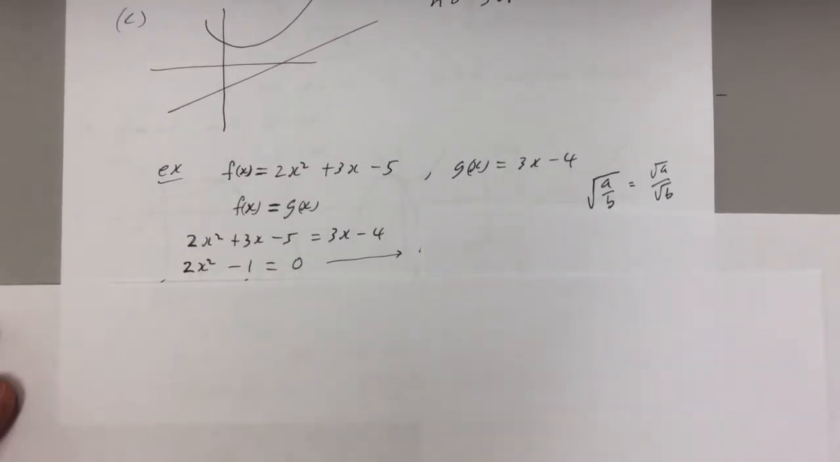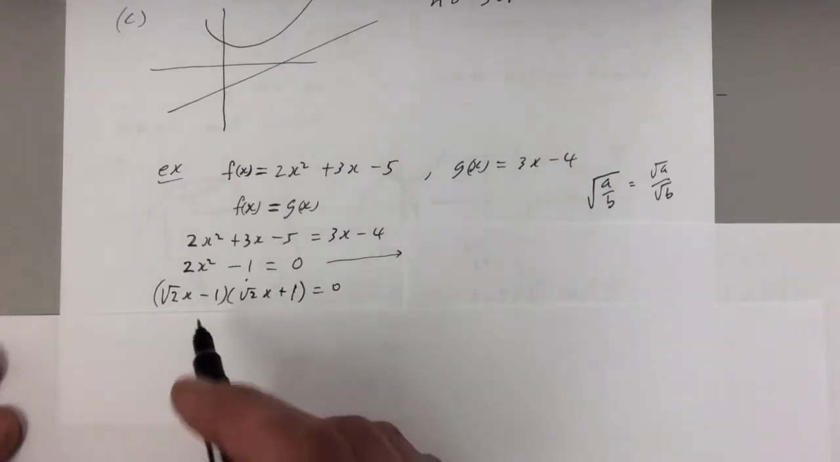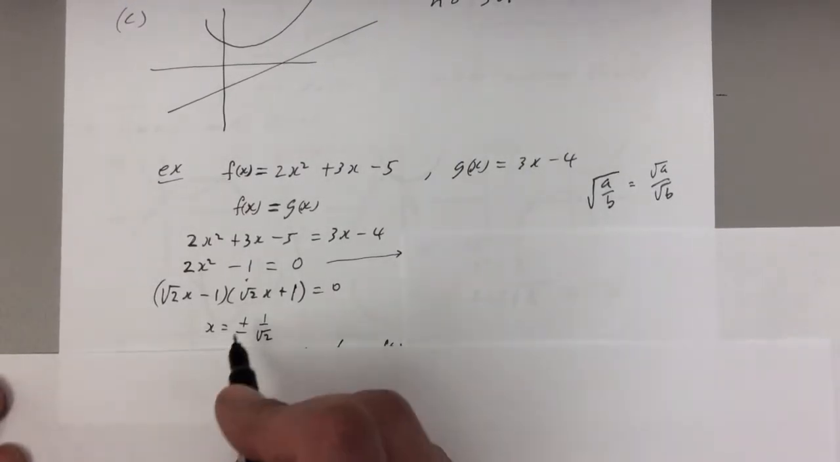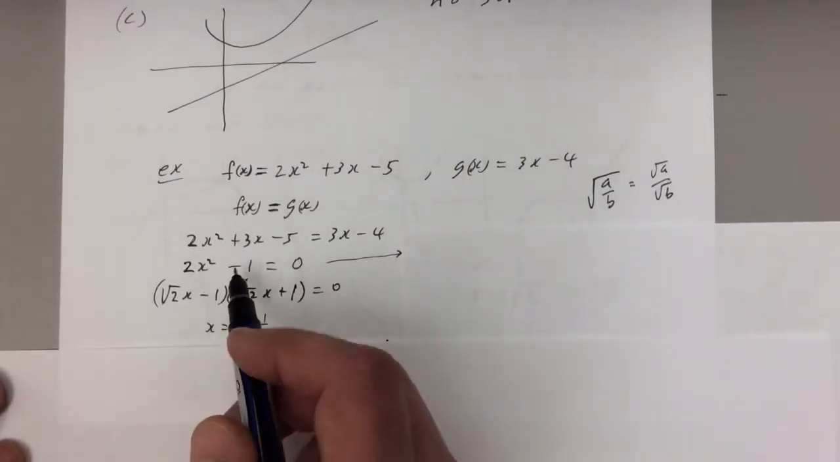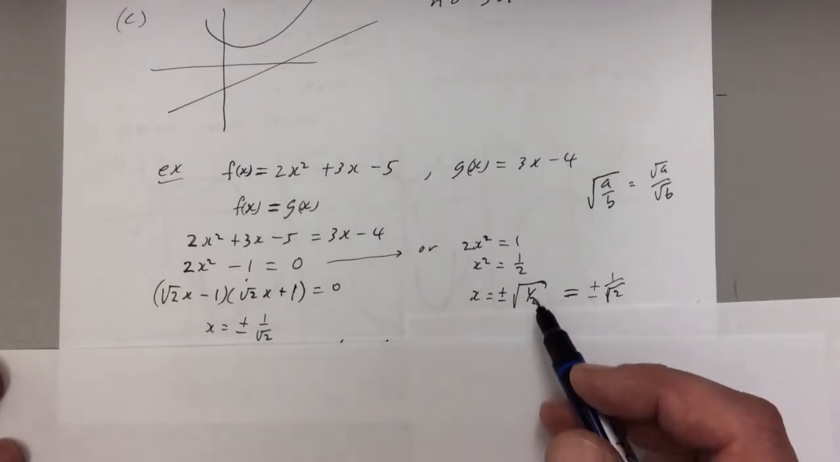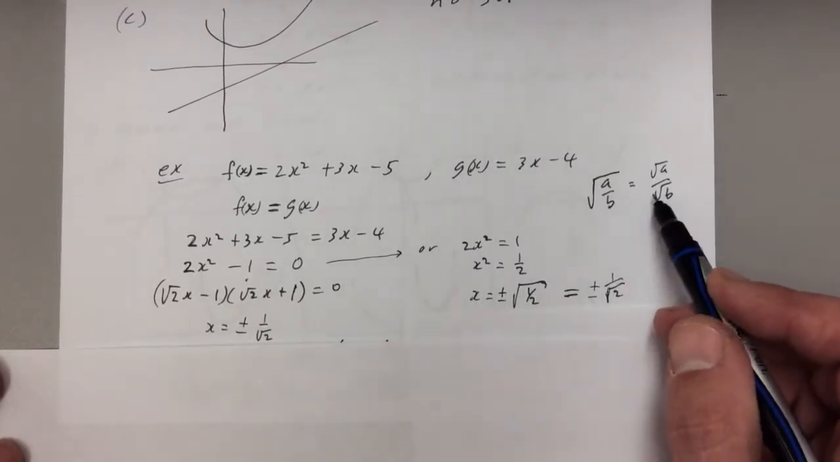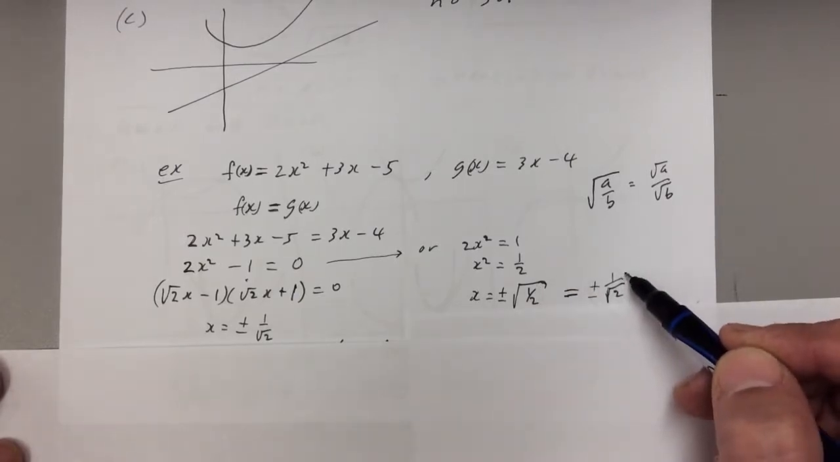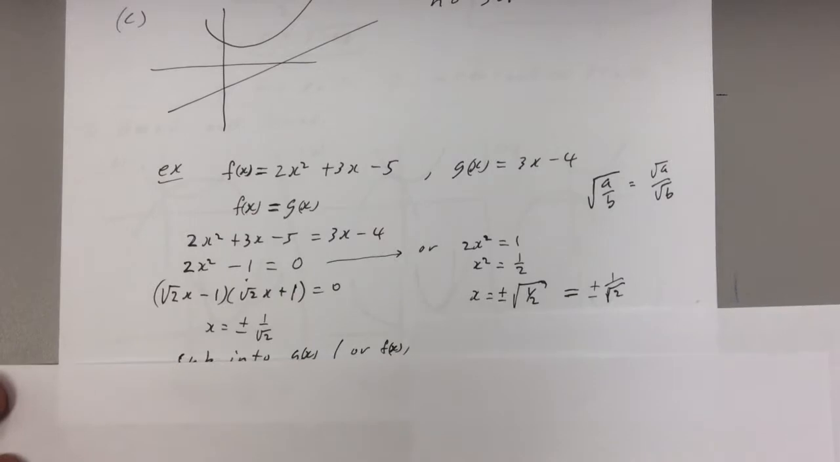Now this one's nice to solve. You've got a couple options here. You can factor it, and you've got this, so it's a difference of squares. And then the solutions are x equals plus or minus 1 over root 2. Or you can bring the 1 to the other side, like over here, and then divide by 2, and then x equals plus or minus the square root of 1 over 2, and you can distribute that root in using this rule here. So that's root 1 on top and root 2 on the bottom, and root 1 is just 1. So this is one way of solving this.